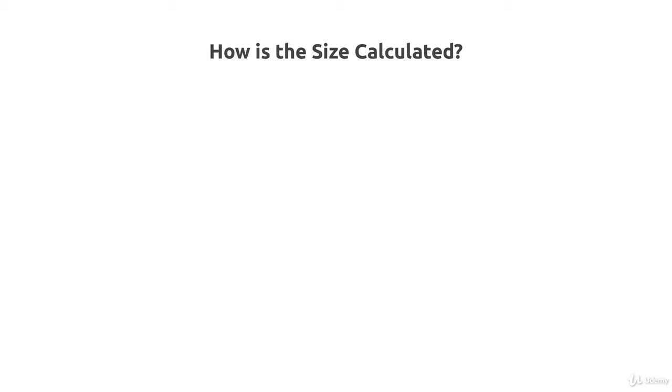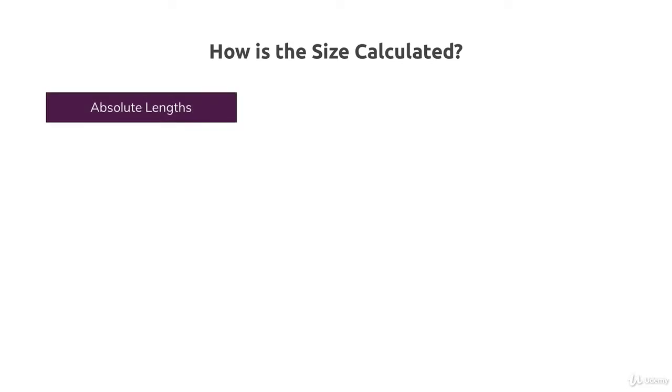So how is the size calculated? Let's have a look at that for the different units we have. The first category would be absolute lengths. What happens right here is that these absolute lengths mostly ignore user settings. Well, what do I mean by that?